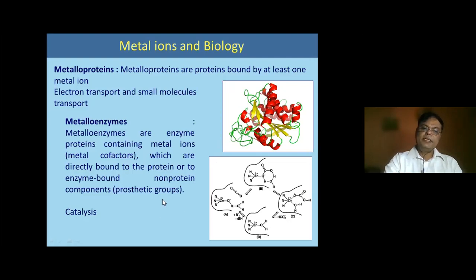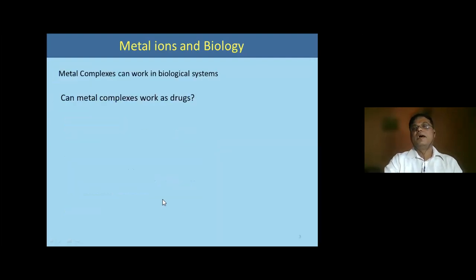Now, from this information, inorganic chemists started thinking about whether these metal ions, which work in metalloenzymes in some very important biological reactions, could be utilized to work as drug molecules. A lot of discoveries have happened in the last 50, 60 years or so. It has been found that there are some specific areas where metal complexes can really act as drug molecules and contribute a lot.